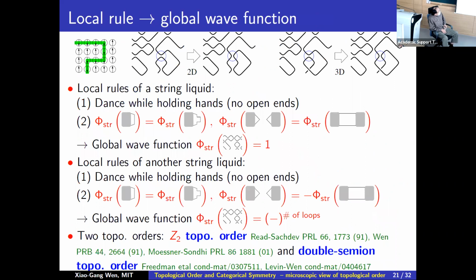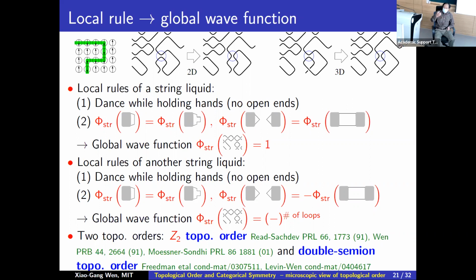Okay. Now let's consider a Hamiltonian which realizes a string liquid. The point is that we have local rules, because the spins or strings fluctuate according to some local rules. One rule is that the down spins form loops with no end. We can imagine a local Hamiltonian to enforce such a condition.